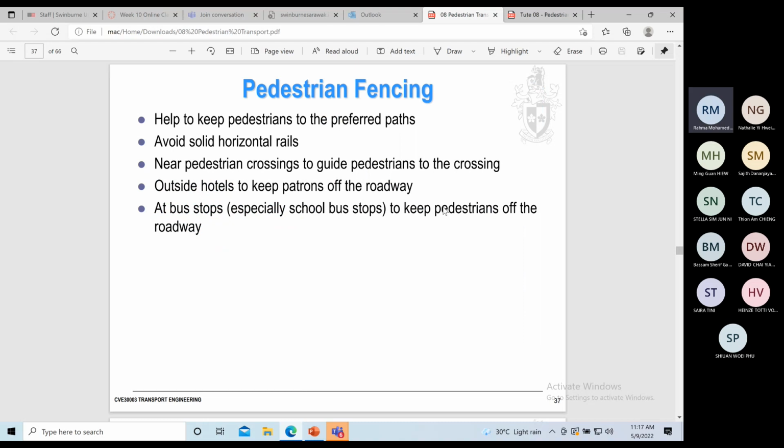Then we have pedestrian fencing, which helps to keep pedestrians on their own path. It's usually near pedestrian crossings to guide pedestrians to the crossing.